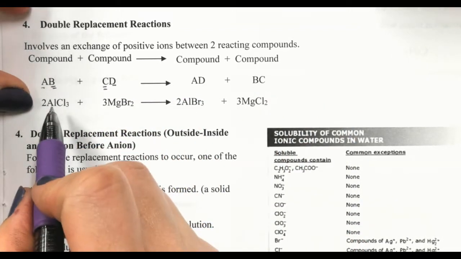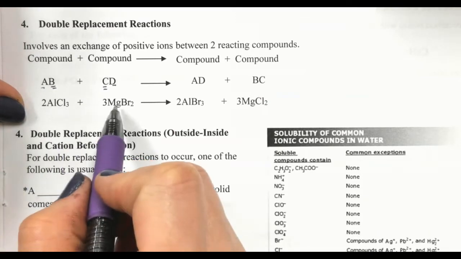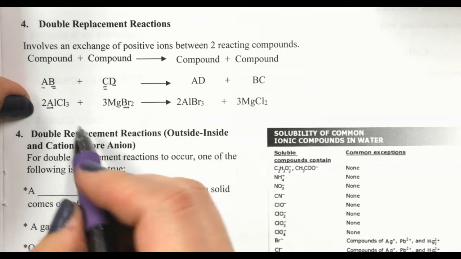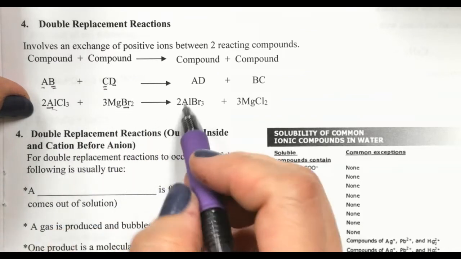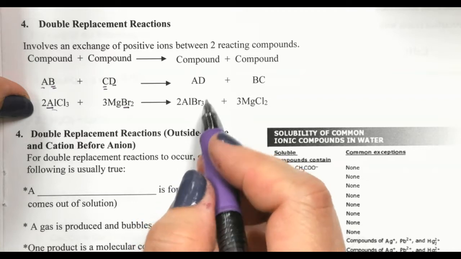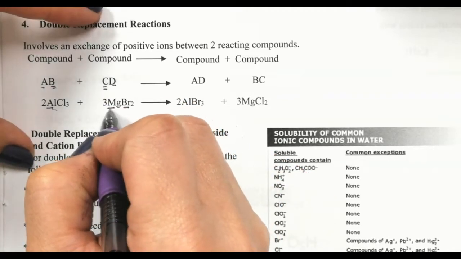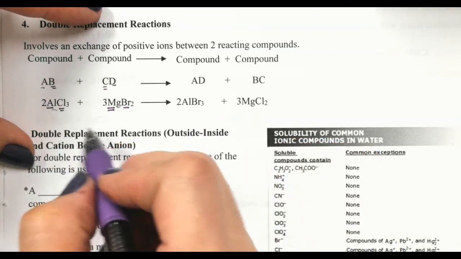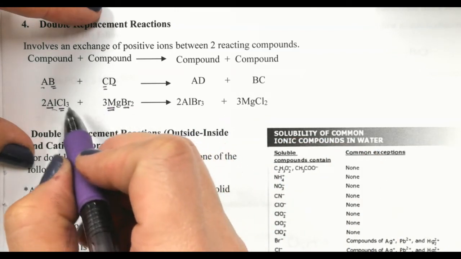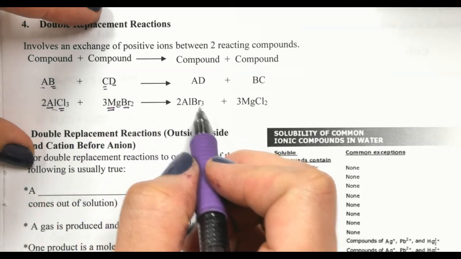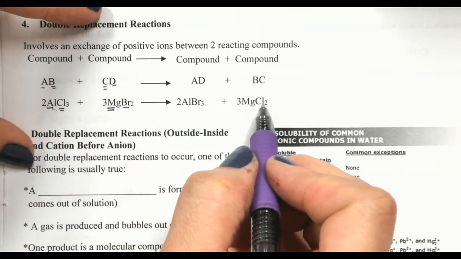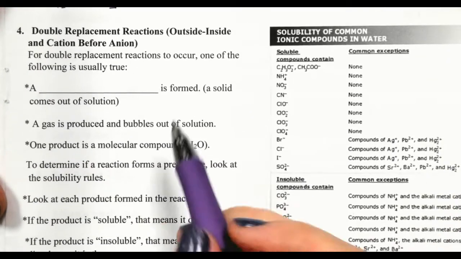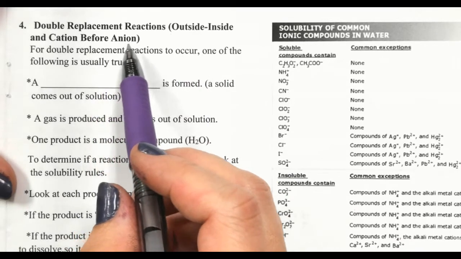So if you'll notice, here we have aluminum chloride plus magnesium bromide. And so aluminum and bromide, first and last, will get together, and then we get aluminum bromide. And then I like to say third and second get together. So it's going to be first and last, third and second. So double replacement reactions are outside, inside, and cation before anion.